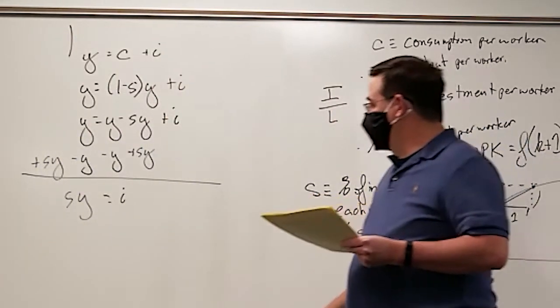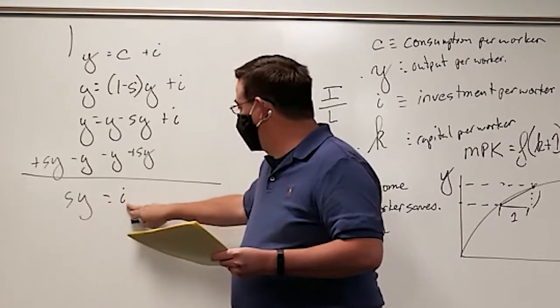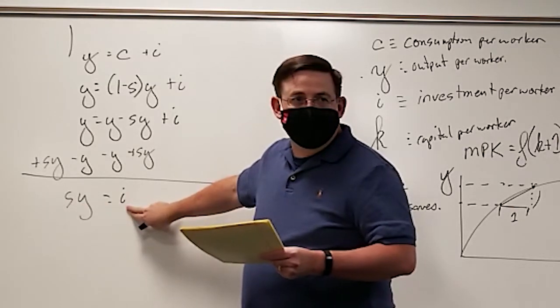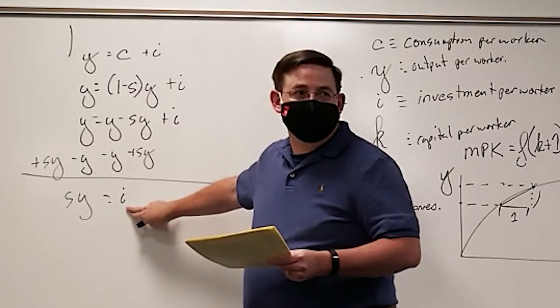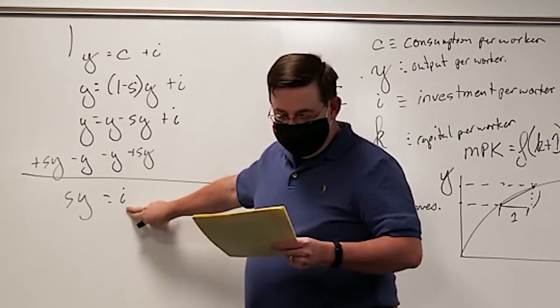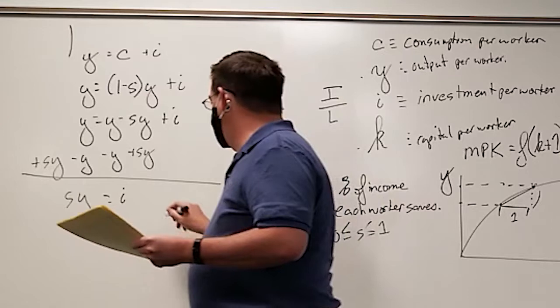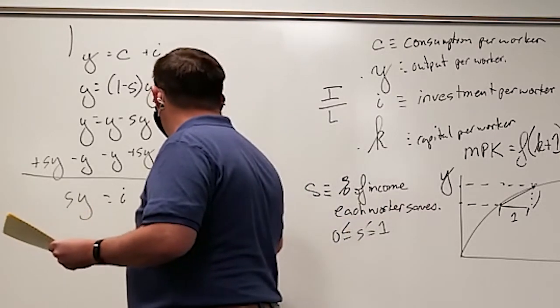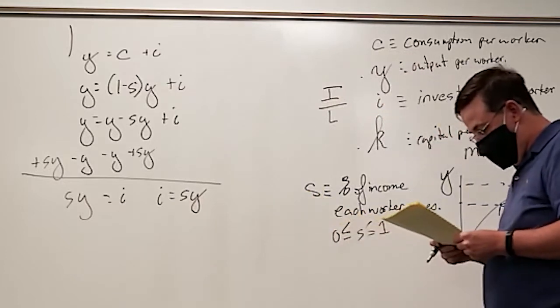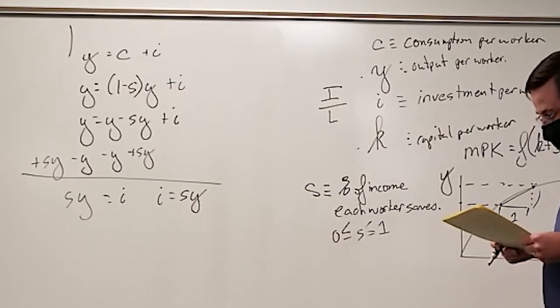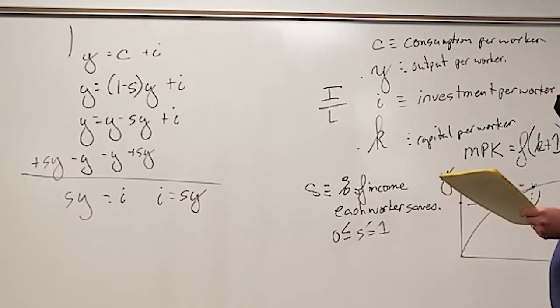In other words, the amount that I save of my total income is the amount that I invest. Or the percentage of my total income is the amount that I invest. And the textbook rearranges that simply to say that I is equal to SY. Investment here is equal to the share of our income that we save.